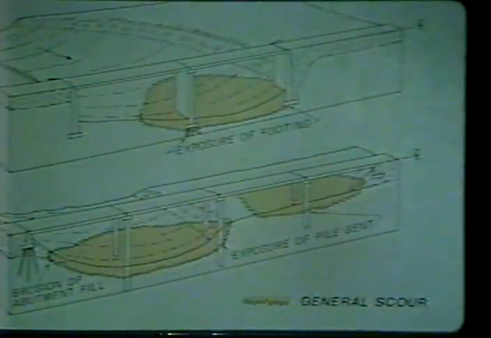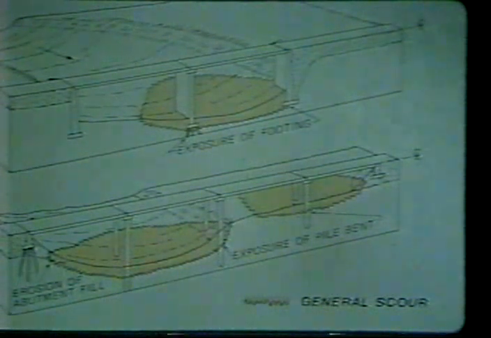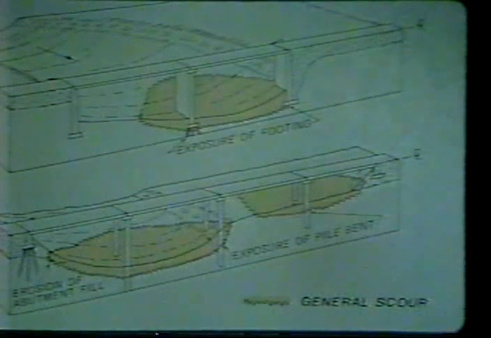General scour is usually a consequence of constriction of flood flow by the bridge and approach embankments. General scour may affect all or part of the bridge waterway, and it may also occur on the floodplain. Typically, general scour is only a problem in large floods.